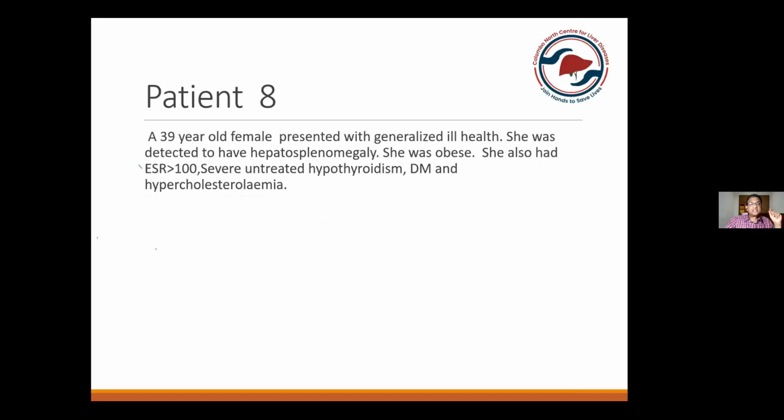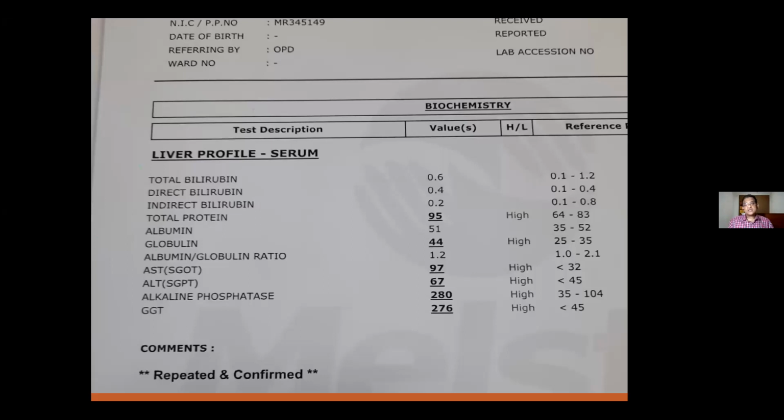So patient 8, a 39-year-old female, presented with generalized ill health. She was detected to have hepatosplenomegaly. She was obese. She had high ESR, severe untreated hypothyroidism, diabetes, and hypercholesterolemia. So she was living with all these for many, many years. One fine day she presented with generalized ill health. So this was her liver profile. I'll give you 1 minute to go through the abnormalities.